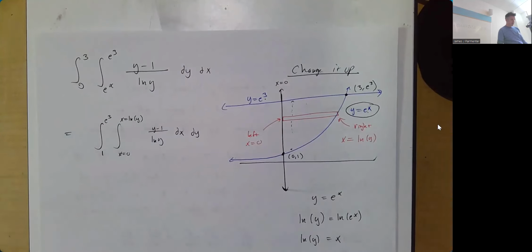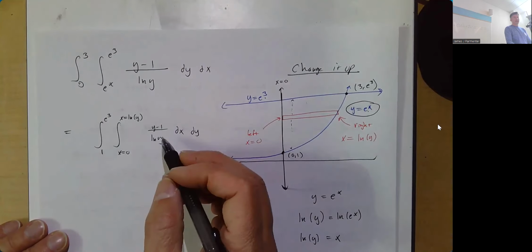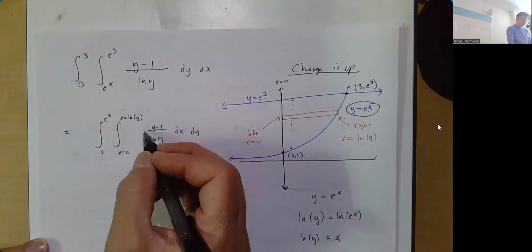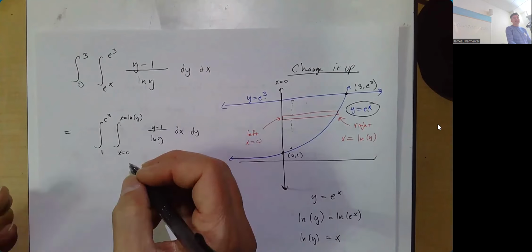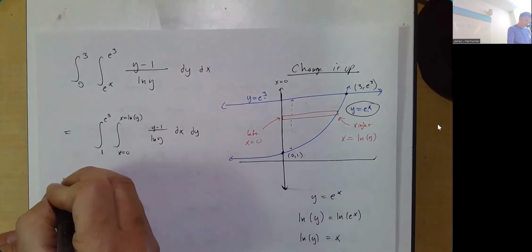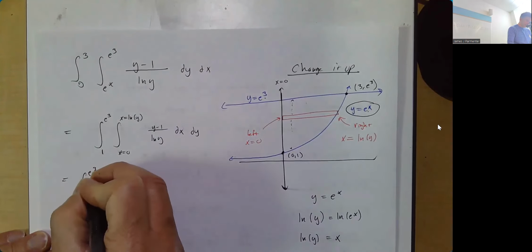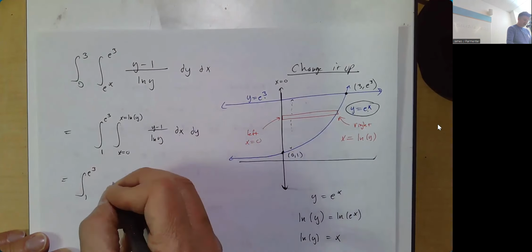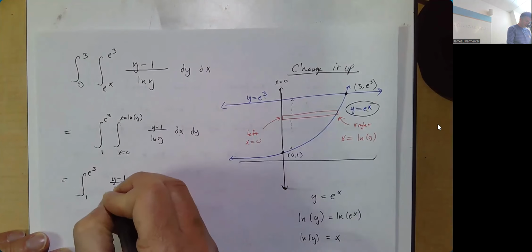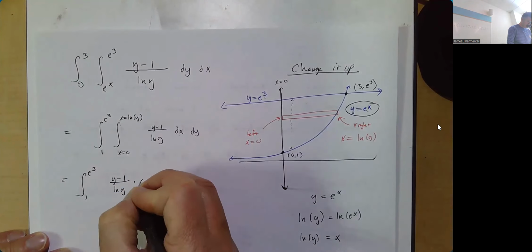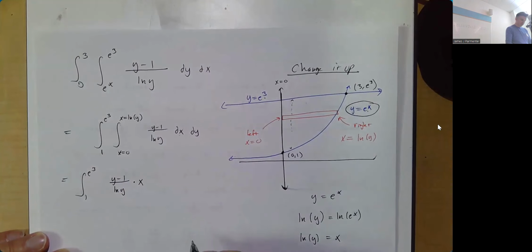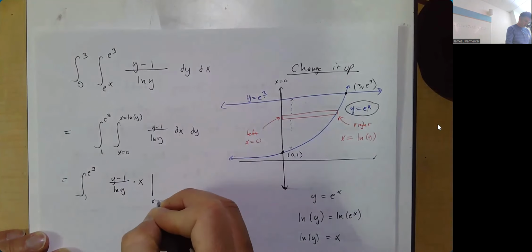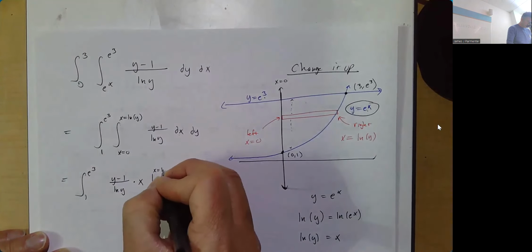Okay. So now we're going to anti-differentiate. And again, anti-differentiating this with respect to x is about as easy as it gets. We're going to have the integral from 1 to e cubed. The antiderivative of this function of y with respect to x is just going to be (y minus 1) over natural log of y times x, where x goes from 0 to natural log of y.